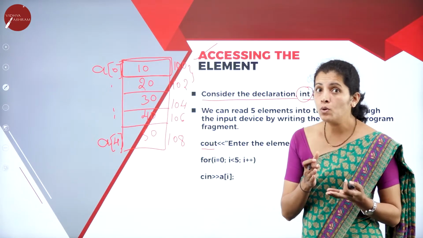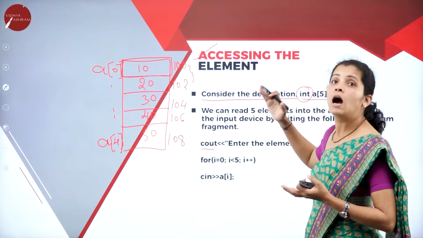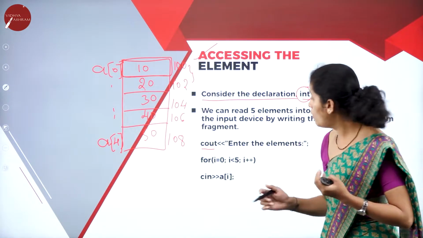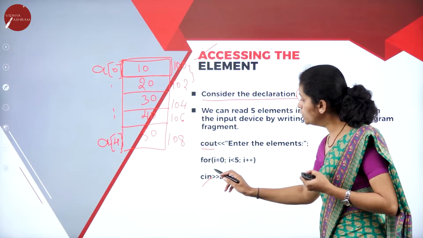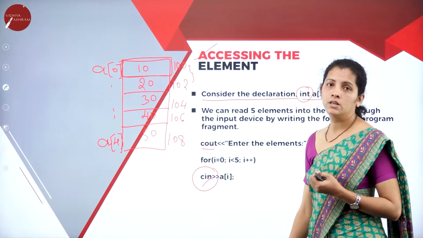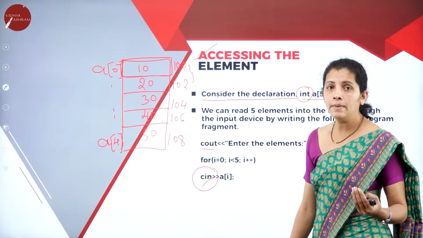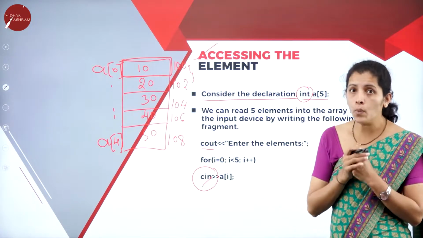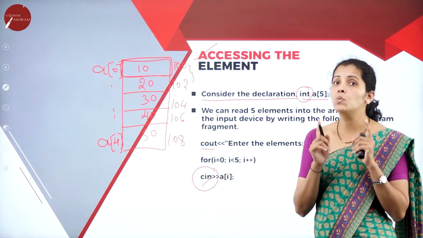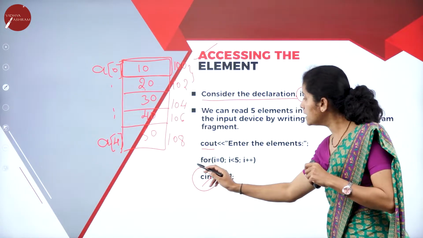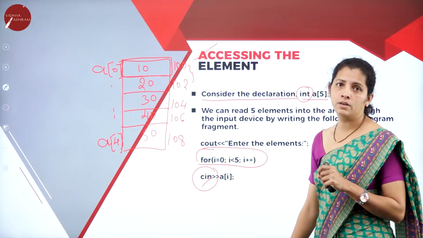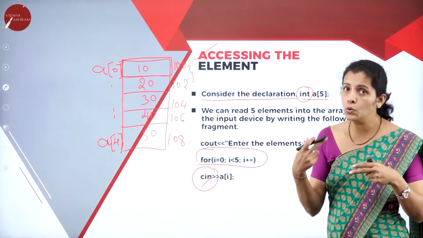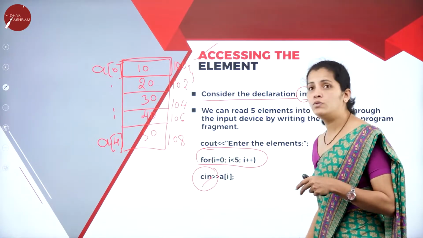Now, suppose I want to read array elements from the keyboard, how can I? With the help of cin. I'm going to use console input to read the elements from the keyboard, and I'm going to read more than one value. For that reason, I'm going to use a for loop. Reading more than one value means what? It is nothing but repetition or looping. For that reason, I'm going to use a for loop.